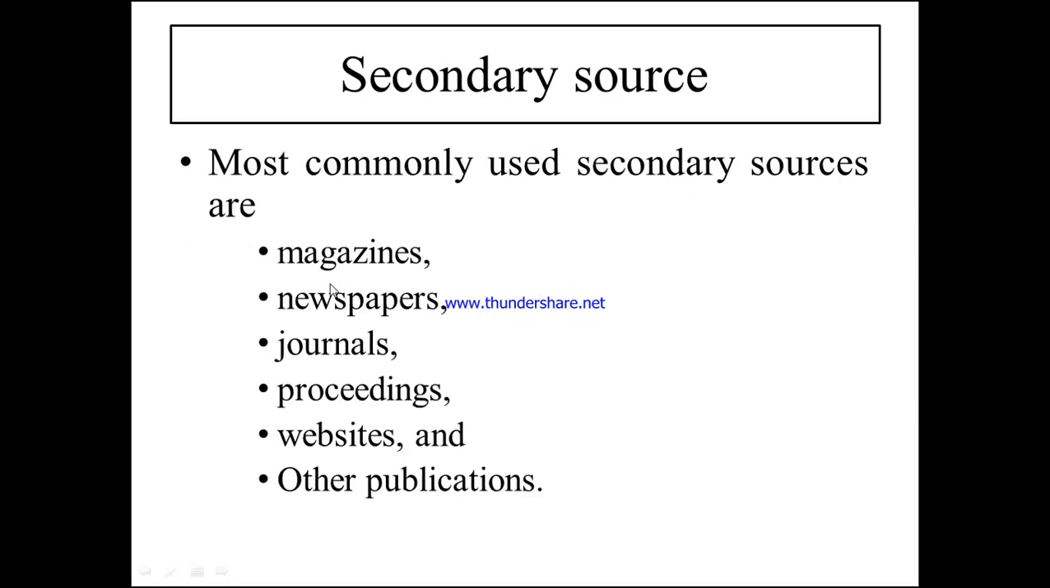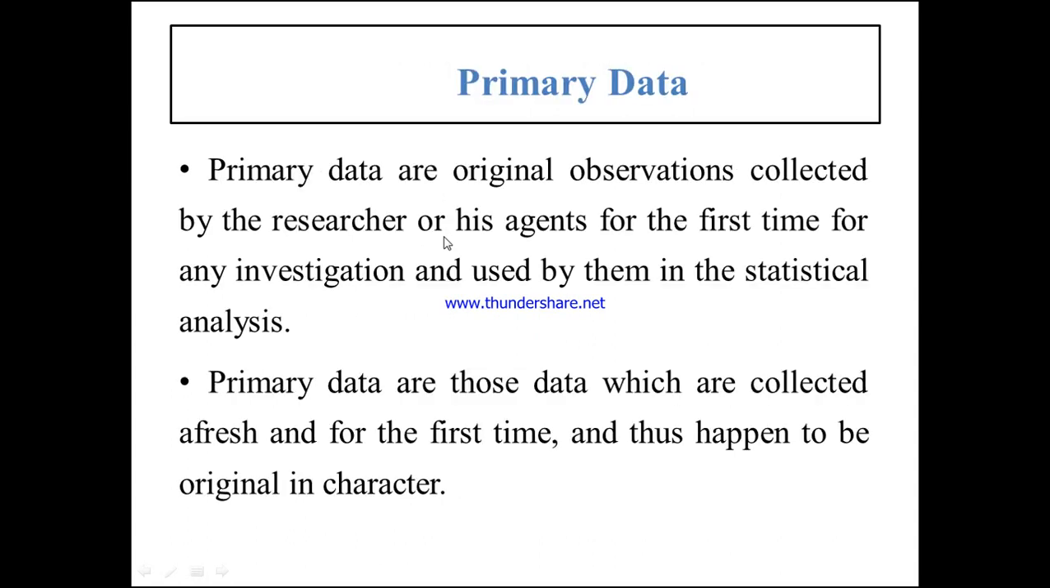So what are the sources of secondary data? The most commonly used secondary sources are magazines. We have magazines as a source of secondary data. We have newspapers. We have journals, proceedings, websites, and other publications as sources of secondary data.